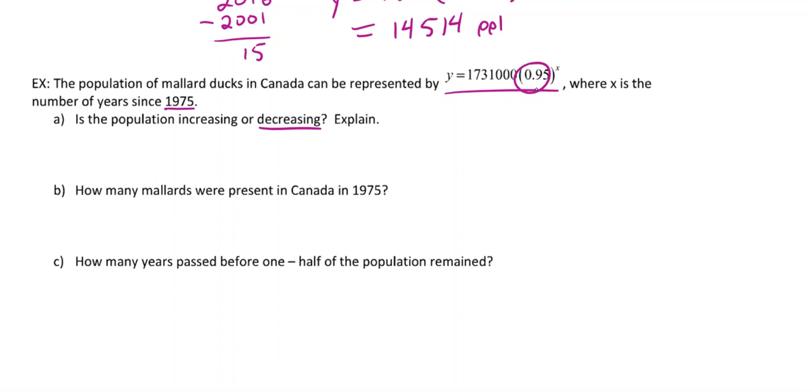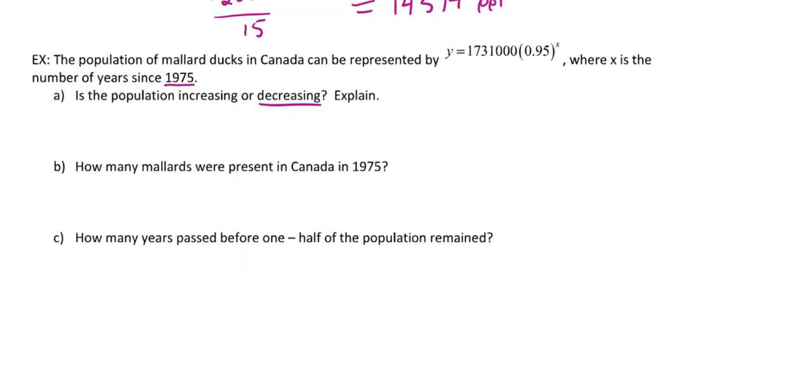So if it's 0.95, what we're doing here is we're finding 95% of it every time, right? So you would say that this thing is decreasing by 5%, right? Anyway, so decreasing because the b value is less than 1.